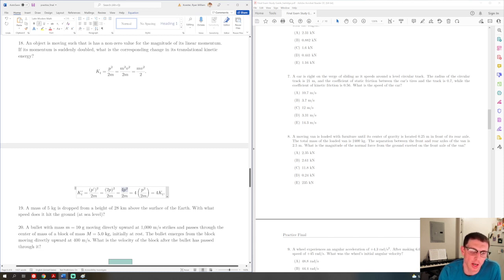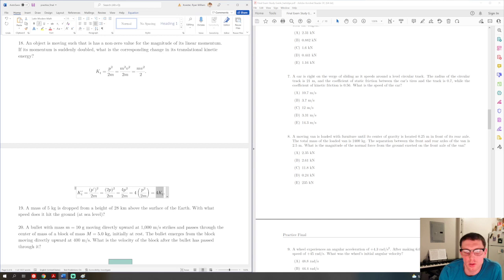At this point, we just pull the 4 out in front. And we realize that what we found was 4 times P squared over 2m. But that was our original kinetic energy, from this equation. And so we find that the new kinetic energy is just 4 times the original kinetic energy. So basically it quadruples. When you double the linear momentum of an object, its translational kinetic energy quadruples.